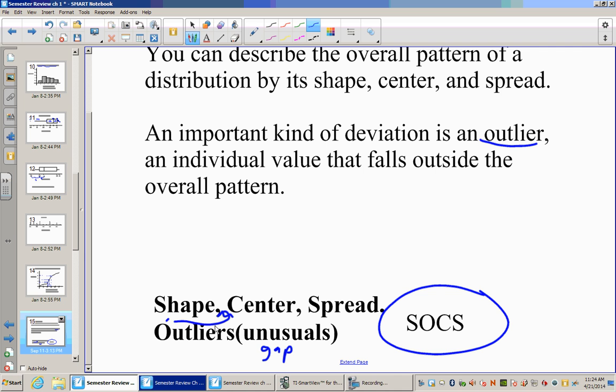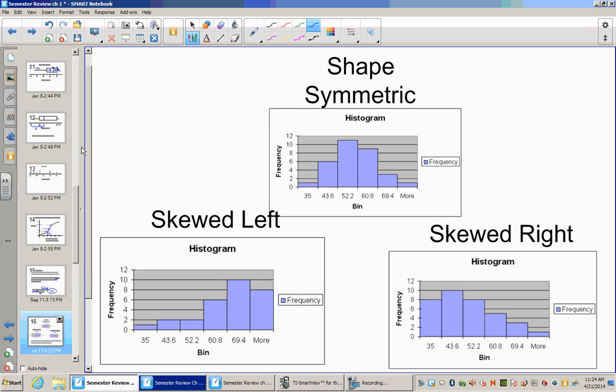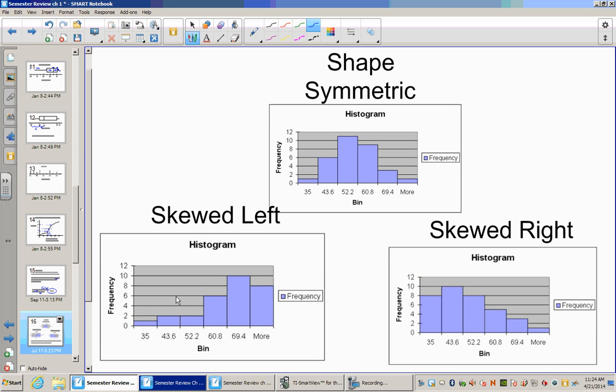Another thing that's not in SOCS that you need for AP test questions is you have to write it in context. So you want to mention the problem while you're writing about the distribution. Now in shape, make sure you say whether it's skewed left, skewed right, or symmetric.